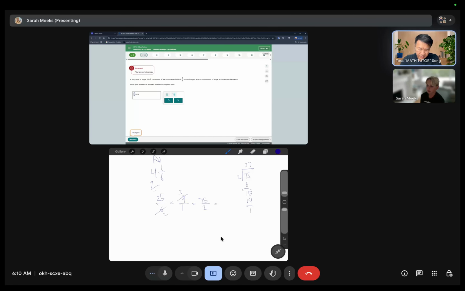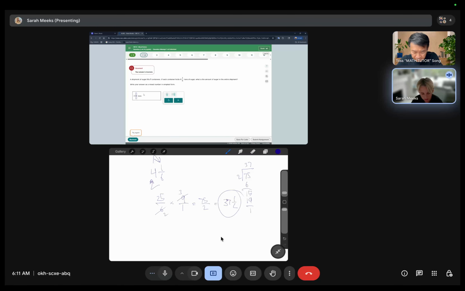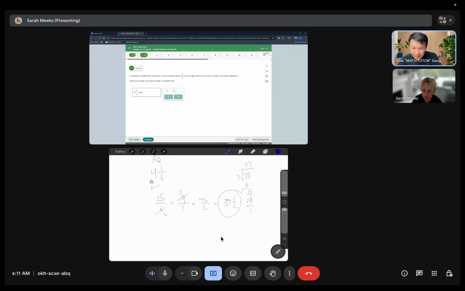You're okay with the work? As long as you don't see any error that I've made. So it's, oh, all right, sorry. 37 and 1 half. And that's the mixed number form. But try to also scan my work to see if there's any error I made, okay? Okay, good. You okay with this one?